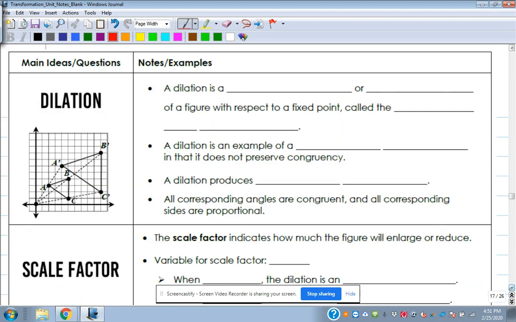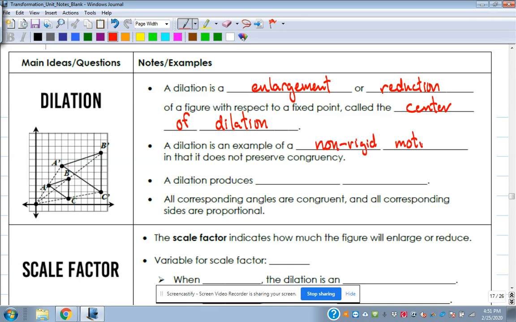Oops. All right, a dilation. A dilation is an enlargement or reduction of a figure with respect to a fixed point called the center of dilation. A dilation is an example of a non-rigid motion because it does not preserve congruency. It's not the same size anymore. Dilating something, get bigger or smaller. Okay, it's not the same size anymore.